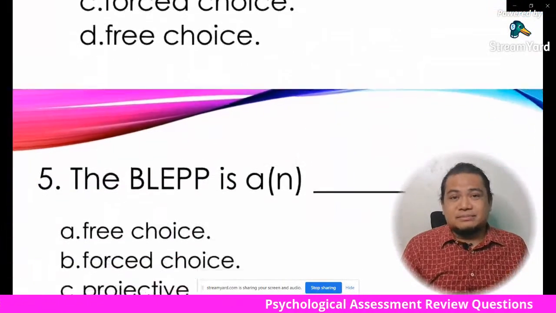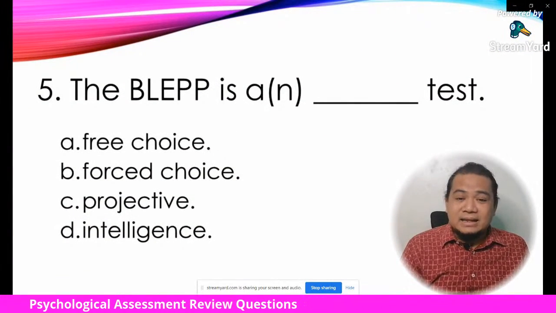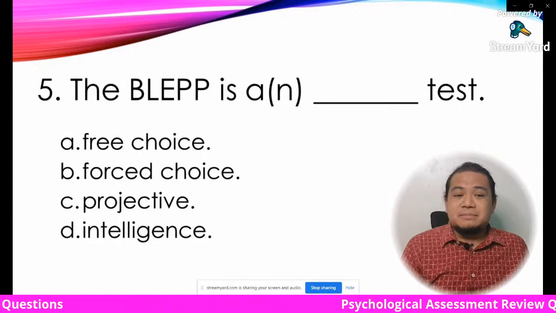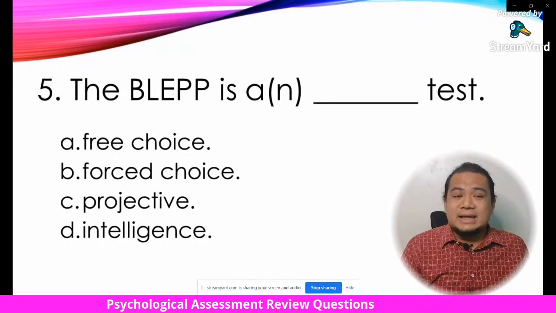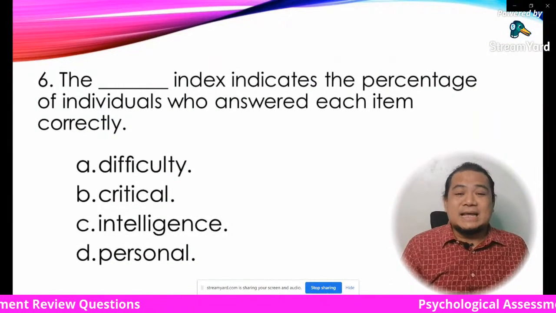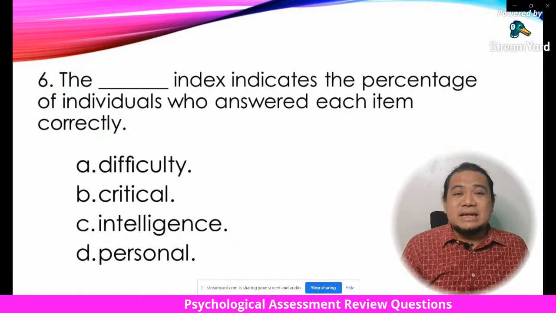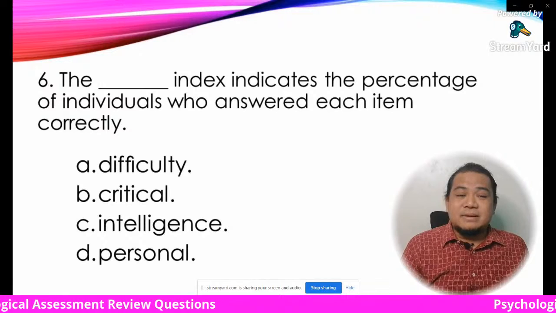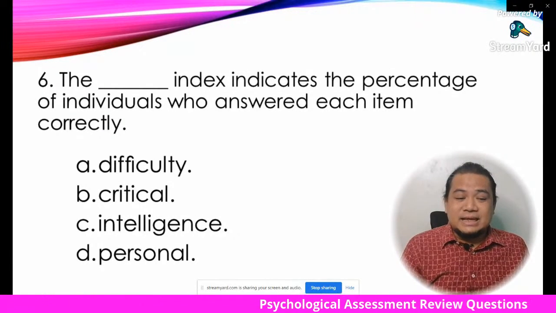Number 5. The BLEP is a or an blank test. Is it A. Free choice? B. Forced choice? C. Projective? Or D. Intelligence? Number 6. The blank index indicates the percentage of individuals who answered each item correctly. Is it A. Difficulty? B. Critical? C. Intelligence? Or D. Personal?